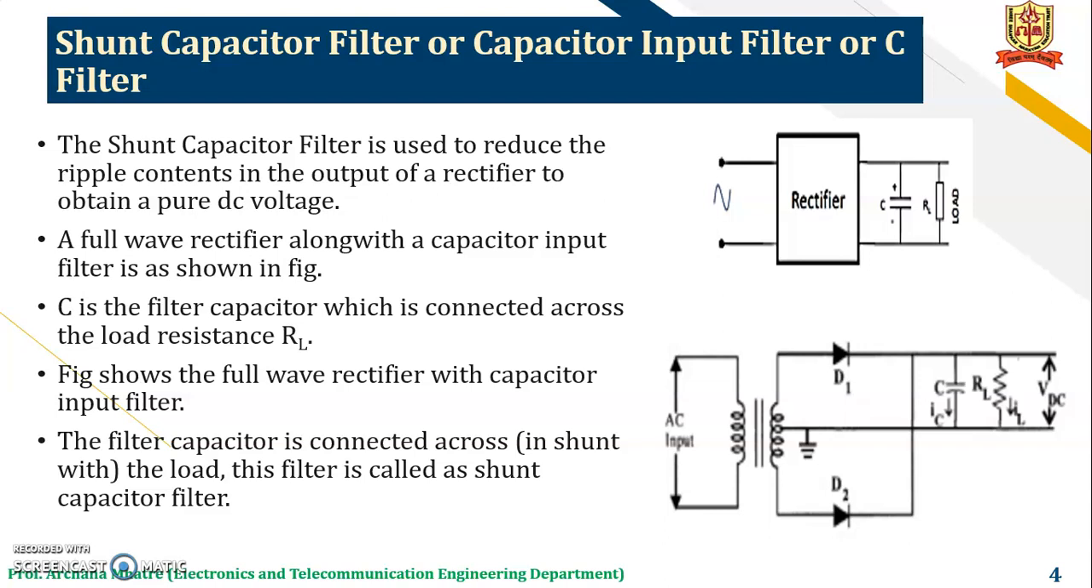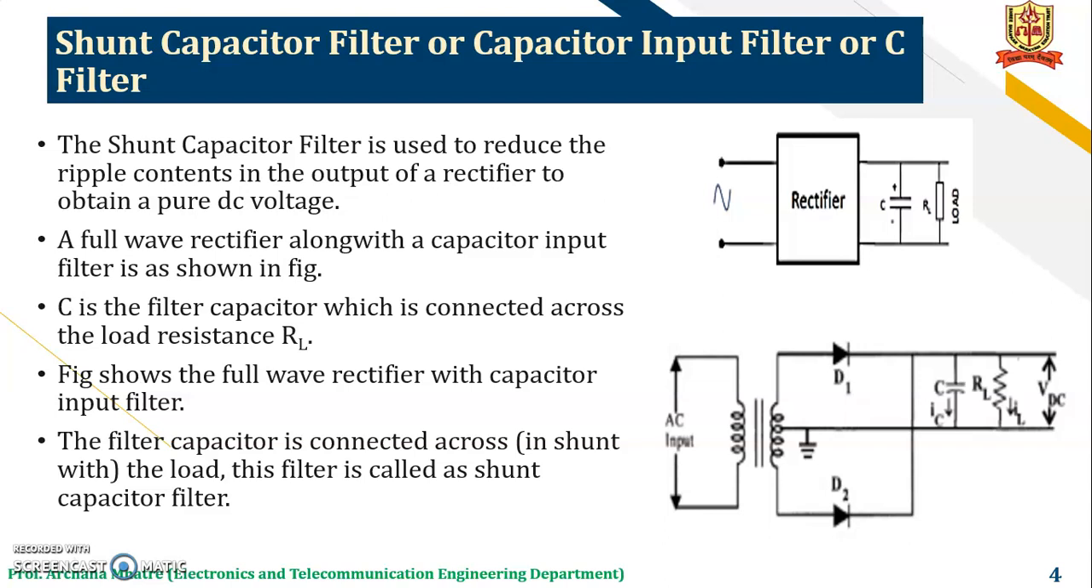The shunt capacitor filter is used to reduce the ripple contents in the output of a rectifier to obtain a pure DC voltage. A full wave rectifier along with a capacitor input filter is shown in figure. C is the filter capacitor which is connected across the load resistance RL. Figure shows the full wave rectifier with capacitor input filter.